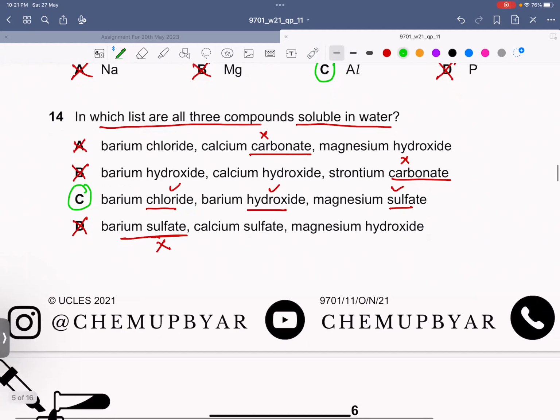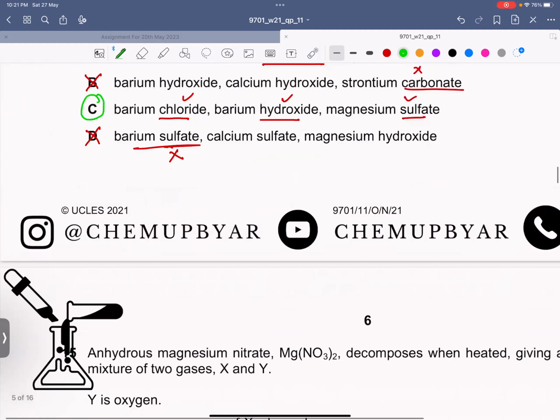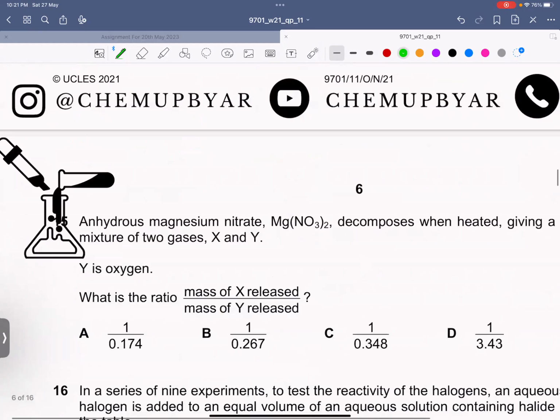For this, you have to memorize the solubility rules and the solubilities, and that's what I have shared in the notes as well.